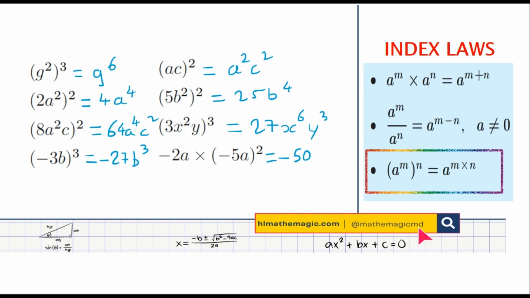And here I need to actually use my first index law. a times a squared is a cubed. I can add the powers. 1 plus 2 is 3, so it'll be 50a cubed. And we are done. Well done if you've managed to do these questions properly.